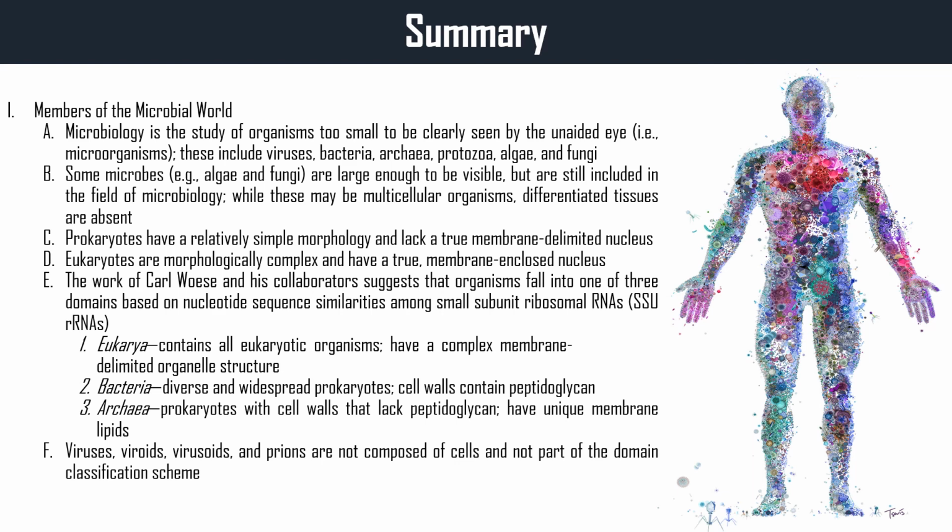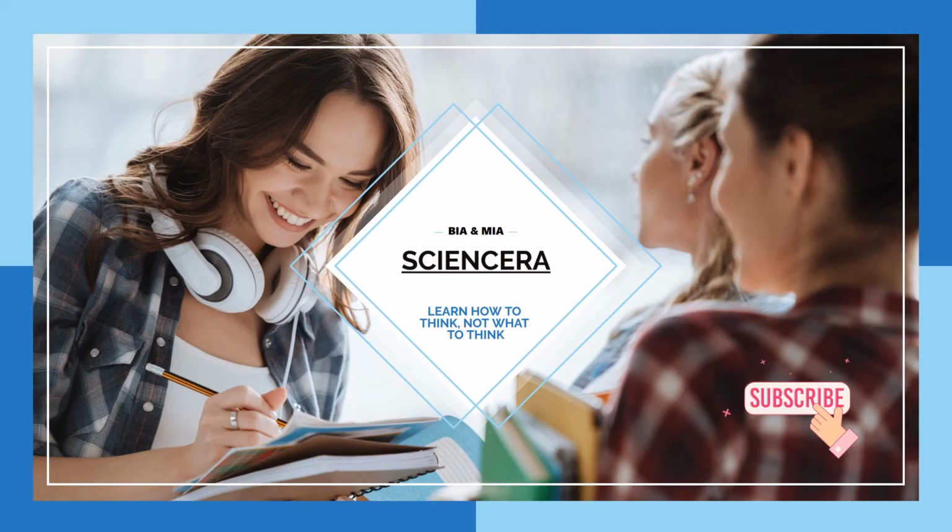The last point was that viroids, virusoids, and prions are not composed of cells and are not part of the domain classification scheme. So we can call them acellular infectious agents. This was all about the introduction to members of the microbial world. In the next lesson, we're going to discuss microbial evolution.